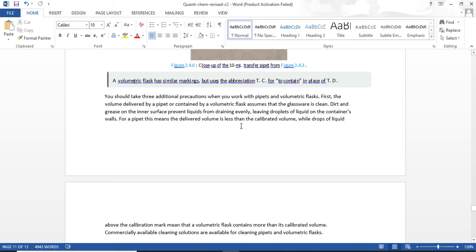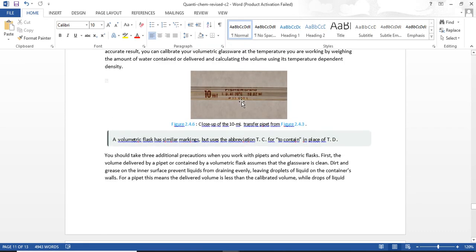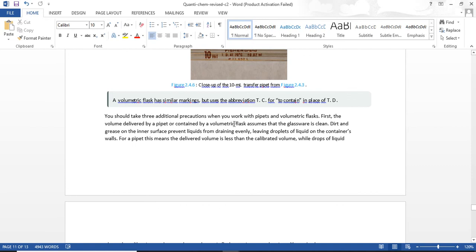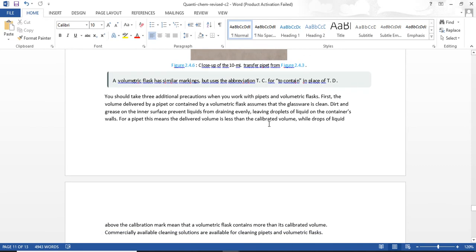Ibig sabihin, TC is to contain in place of to deliver. Kay mas, di ba container mo siya sa imo nga container which is your volumetric flask, compared mo sa imo nga pipette which is to deliver. Okay? Wala gina-hold ang volume niya but gina-measure mo lang tapos i-transfer mo into another container.